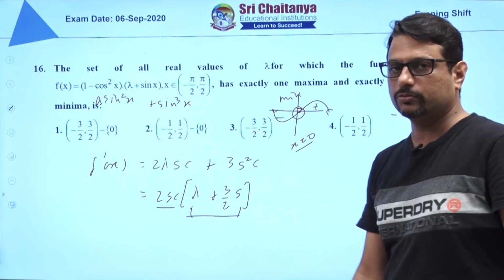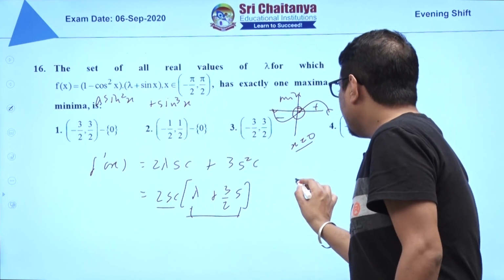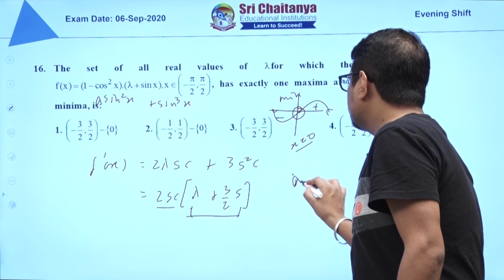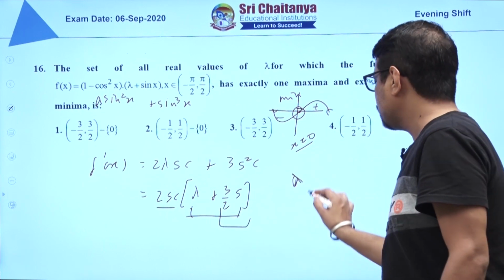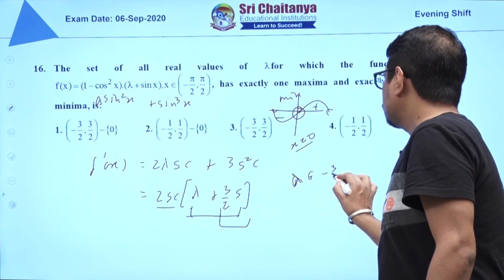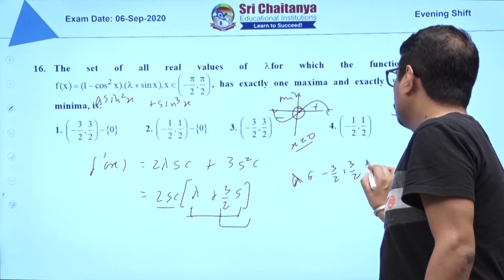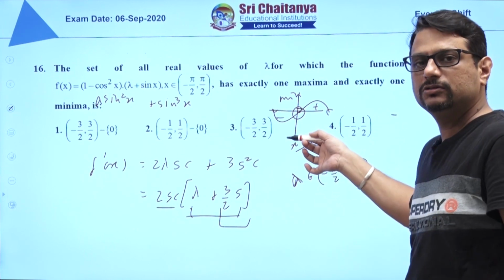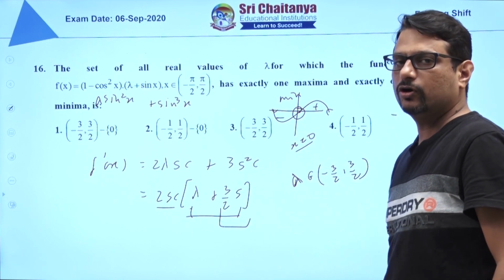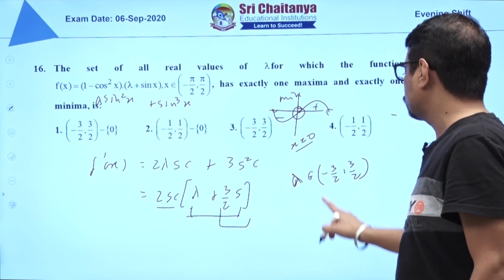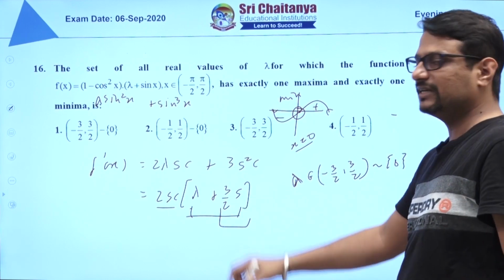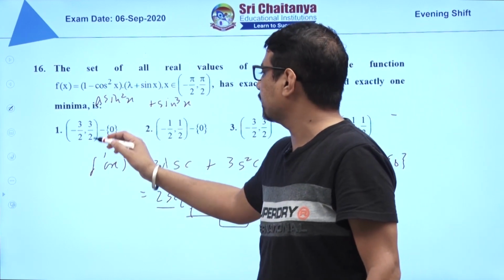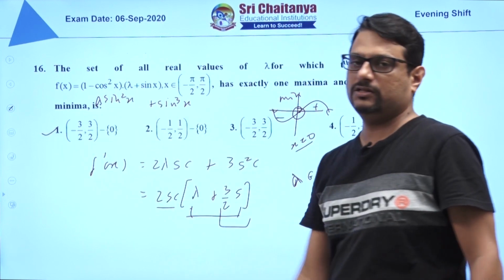So either the first or second option is correct. Now the lambda value should be such that it lies within the range of this. That means lambda should belong to minus 3 by 2 comma 3 by 2, because suppose it goes beyond this, then this being equal to 0 will not be possible. So it should not go beyond this. So it lies in this interval minus 0. Why minus 0? Because as I said, otherwise it may not remain maxima and minima. So this option will be correct in this case.